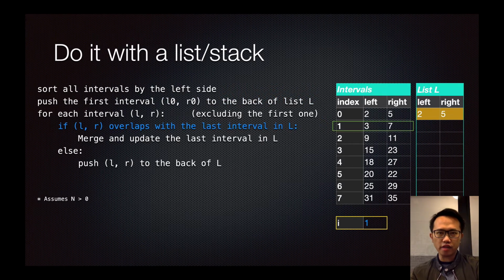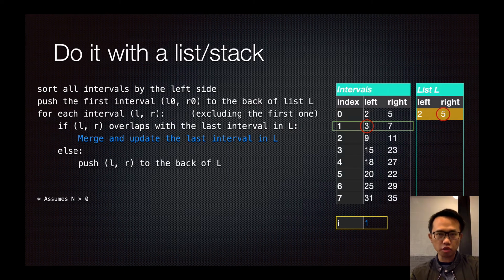And then you go through every single interval in the raw data. You examine if that overlaps with the last one in the back of the list. And how do you see if they overlap? You compare the right-hand side of one interval with the left-hand side of the other. And these two intervals overlap, and so you would need to merge them and update it.